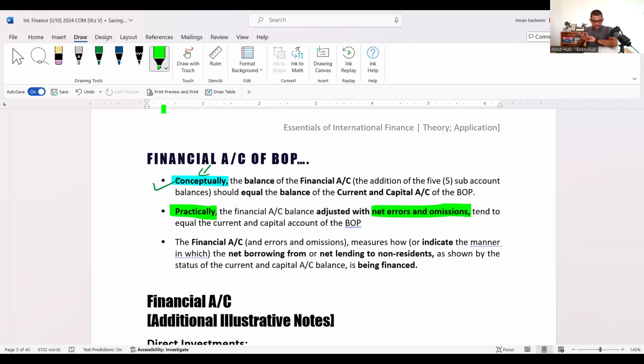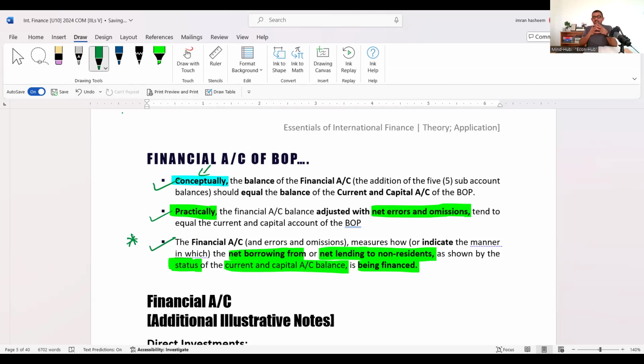I've given a small note and explained errors and omissions, so we'll talk about that a bit later. The financial account and errors and omissions indicate the manner in which the net borrowings from or net lendings to the non-residents, as shown by the status of the current and capital account balance, is being financed. You guys know all about status, no? This point is very important, so it deserves a star. Make sure you focus on that a bit.